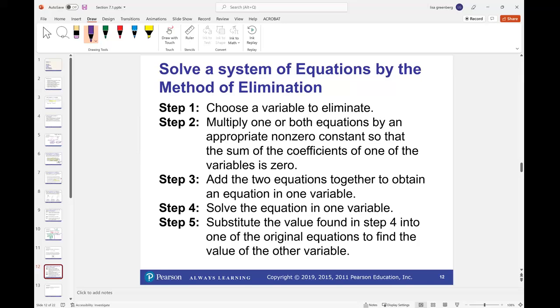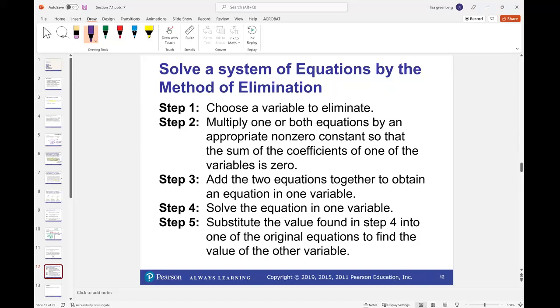So first, we're going to choose a variable to eliminate. That's why it's called elimination. And we do that by looking at both equations and seeing what's easy. And I'll kind of walk you through that. Then we're going to multiply one or both equations by an appropriate non-zero constant so that the sum of the coefficients of one of the variables is 0. Again, I'll explain that as we go.